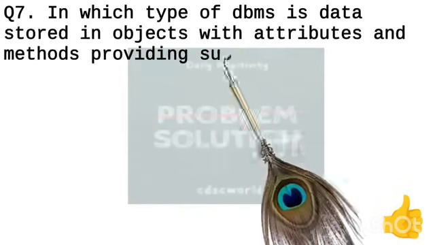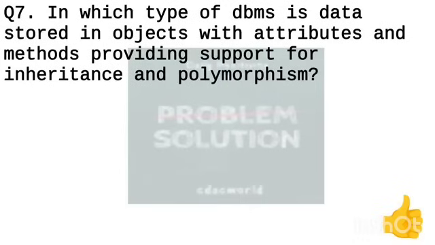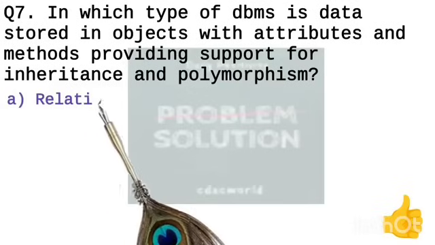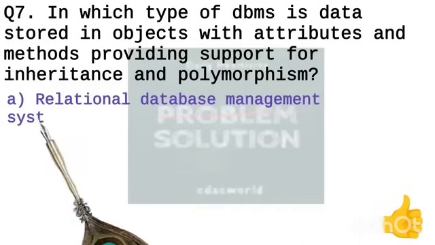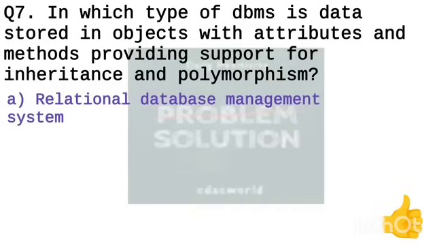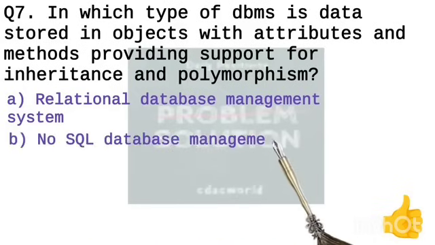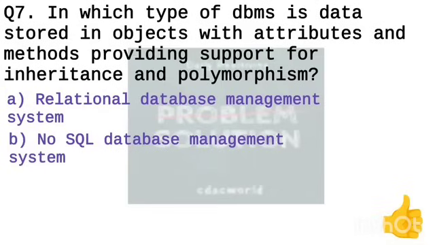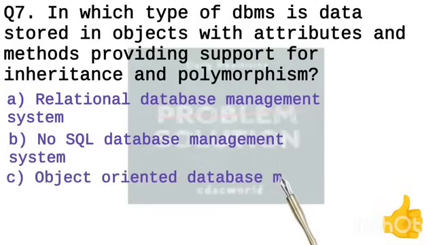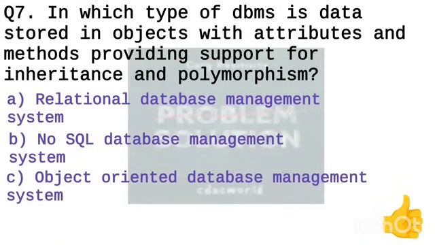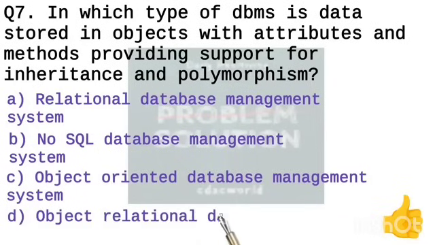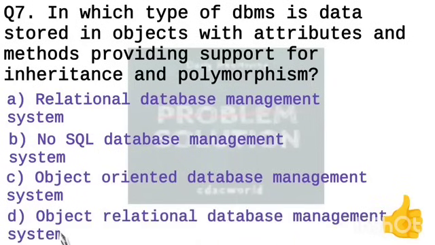Query number 7. In which type of DBMS is data stored in objects with attributes and methods, providing support for inheritance and polymorphism? Option A. Relational database management system. Option B. NoSQL database management system. Option C. Object-oriented database management system. And option D. Object relational database management system.